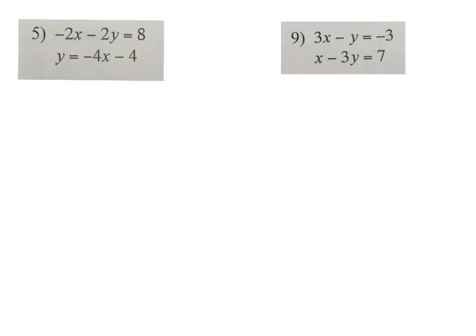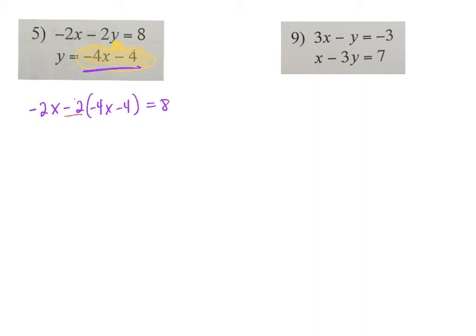All right? So the first one for substitution, it already has a variable completely by itself. So for this one, I already have that y equals -4x minus 4. And so I am going to take that and substitute it in the other equation for my y. So I'm going to take that top equation and say -2x minus 2, and instead of y, I'm going to write what y equals from the other equation, -4x minus 4, and then equals 8. And then I'm going to solve for my x.